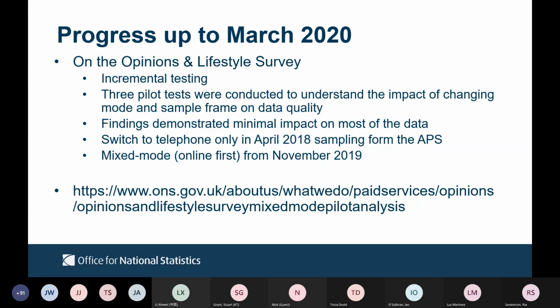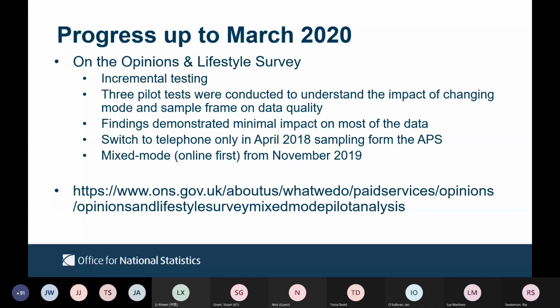So lots of redesign of the core question content to enable a self-completion online mode. 3 different pilot tests, quant tests, were conducted to understand the impact of changing mode. And we switched from an interview-led face-to-face mode of collection in April 2018, and it went from face-to-case into our telephone unit in the first instance.